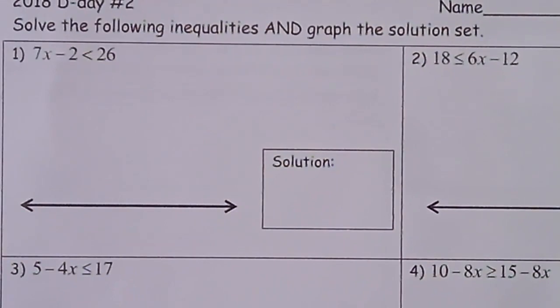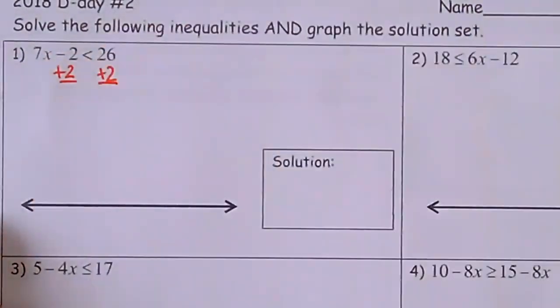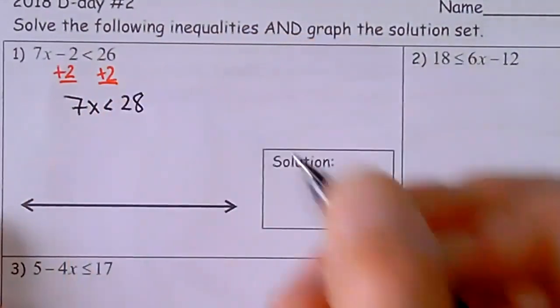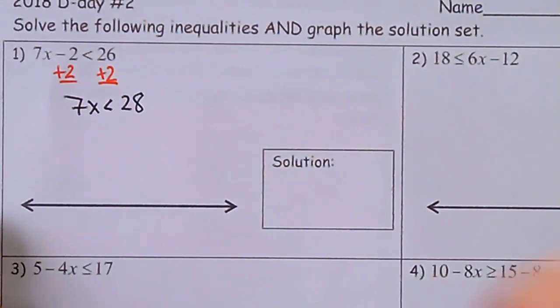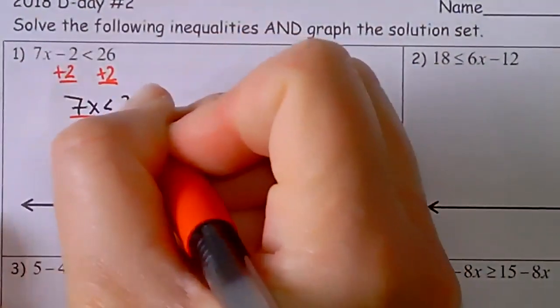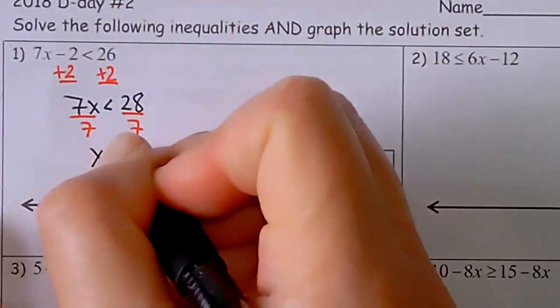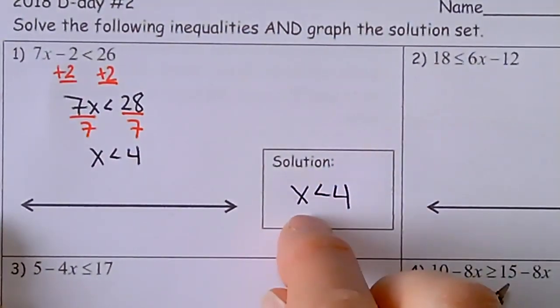For this, we're going to be solving for x with this inequality. I'm going to add 2 to both sides, and I get 7x is less than 28. Then I'm going to divide by 7. When I divide by a positive number, my inequality does not change direction. So I'm going to get x is less than 4. That's what you put here for solution.